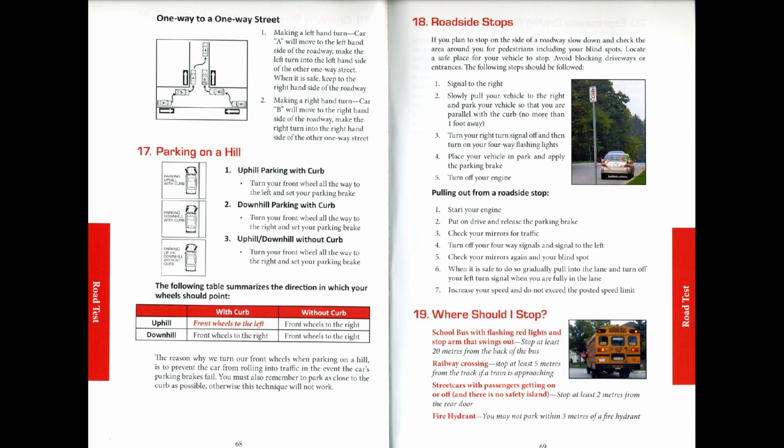Uphill parking with curb, front wheels to the left. Uphill parking without curb, front wheels to the right. Downhill parking with curb, front wheels to the right. Downhill parking without curb, front wheels to the right. The reason why we turn our front wheels when parking on a hill is to prevent the car from rolling into traffic in the event the car's parking brakes fail. You must also remember to park as close to the curb as possible, otherwise this technique will not work.